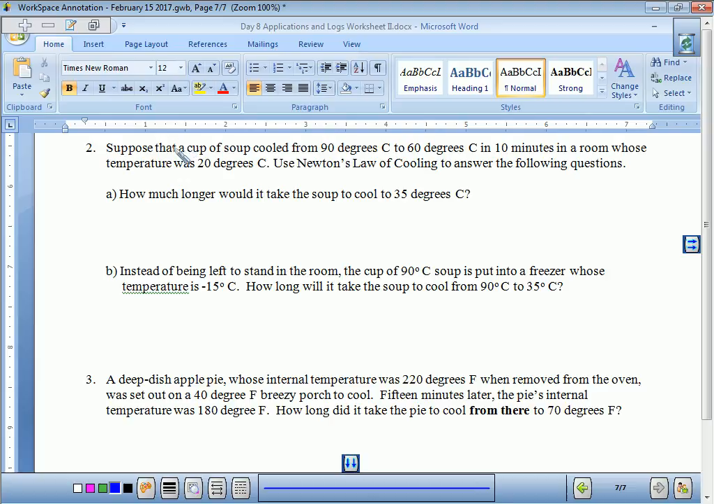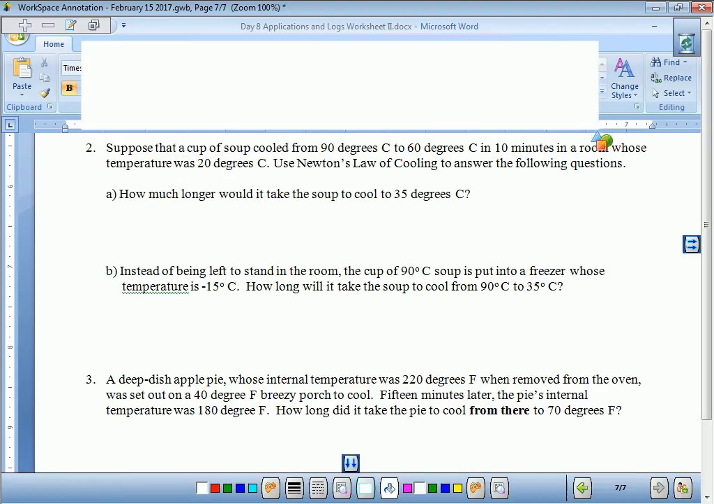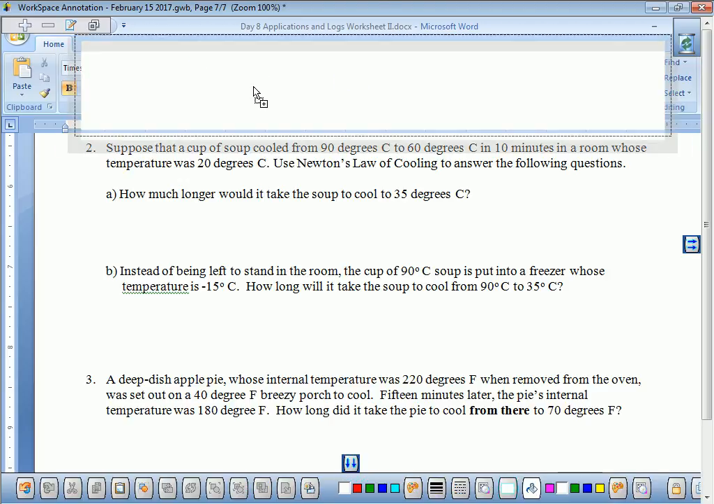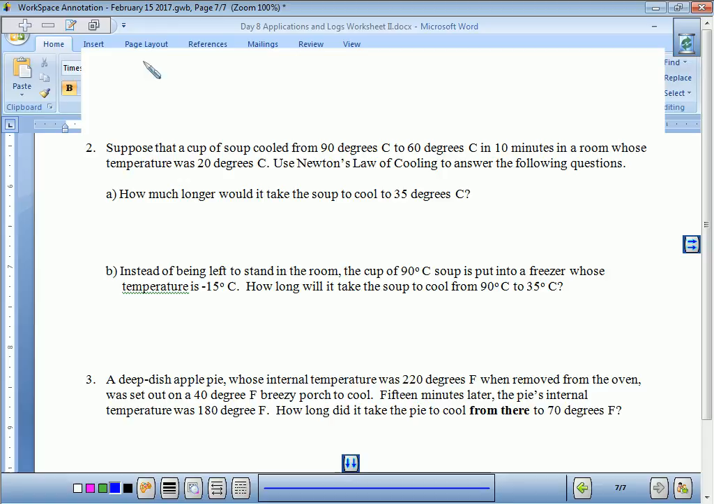Okay? So, we're sticking with the same formula. Newton's law of cooling will not change. Okay, so temperature with respect to time is equal to the temperature of the environment plus the initial temperature minus the temperature of the environment times e to the negative kt.